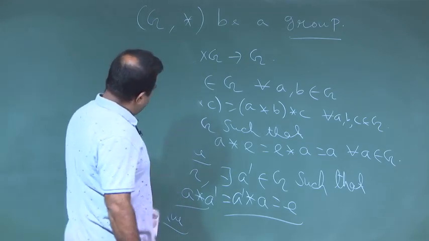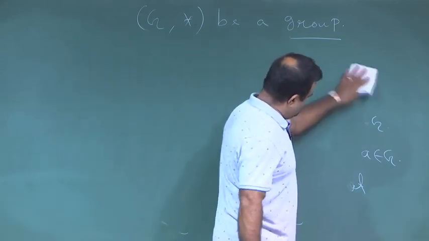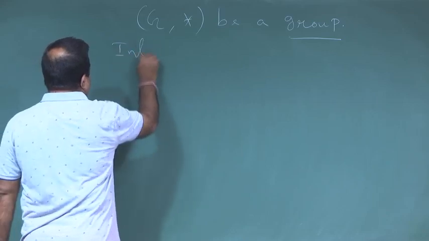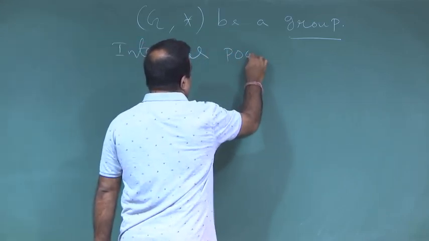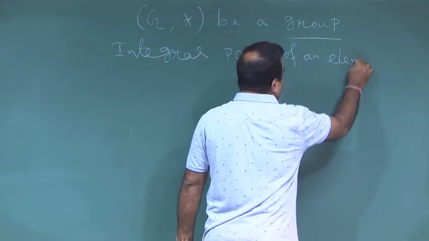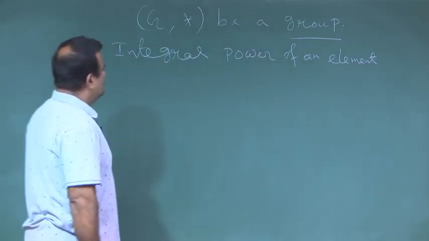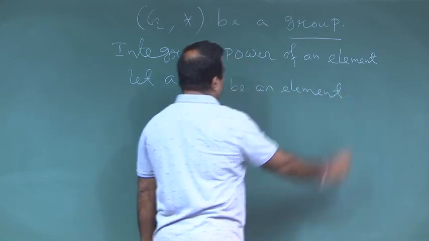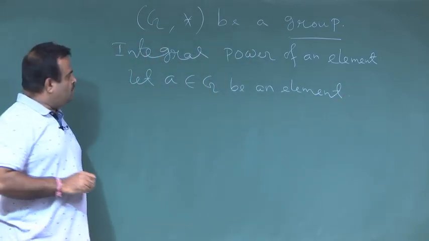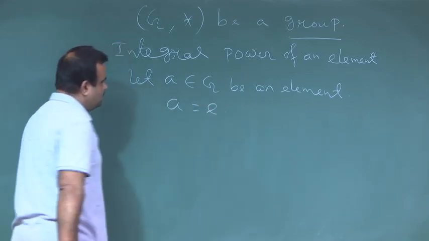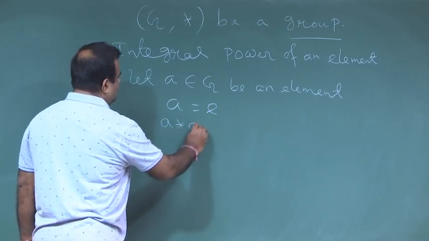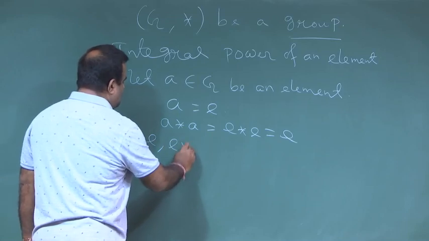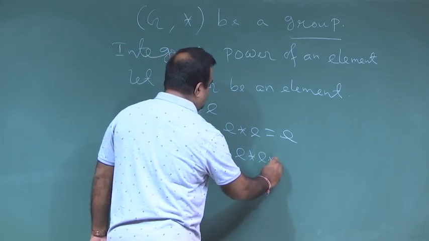Okay. Now, we talk about the order of an element. So, the integral power of an element we talk about. Let A be an element from G, any element. Now, suppose A is equal to E, the identity element, then if we operate A star A, this will basically be E star E. So, this is E, and all such powers are basically E.